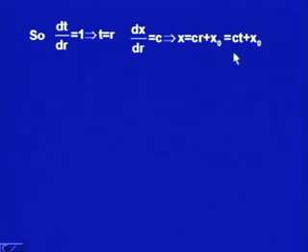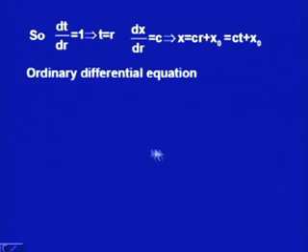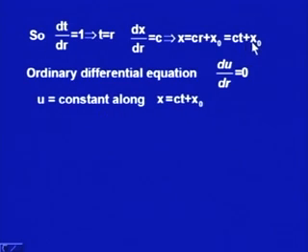Why am I taking this constant as x naught? Because if we see x is equal to ct plus x naught in the xt plane, then this is a line. So this constant is nothing but the x intercept on the xt plane, and the ordinary differential equation. Now what remains is in the unknown function u, that is du over dr is equal to 0. What it says is that if I try to solve it, u must be constant along this curve ct plus x naught.